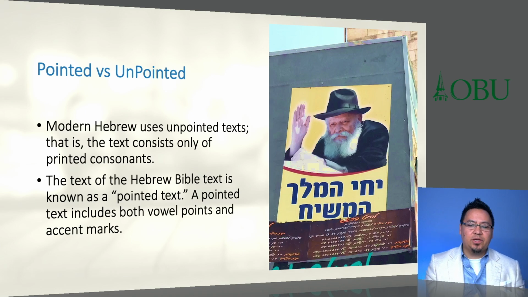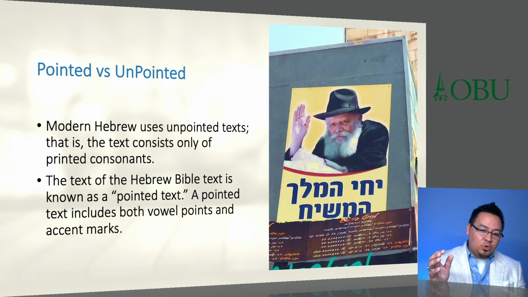Modern Hebrew, as we walk around in Israel, and I took this picture last summer, doesn't have the dots that you often see whenever you look inside of your BHS or your Biblical Hebrew Bible. Modern Hebrew just uses the consonants, to which you might say, how then do they know what vowels to put on the sounding of the word?